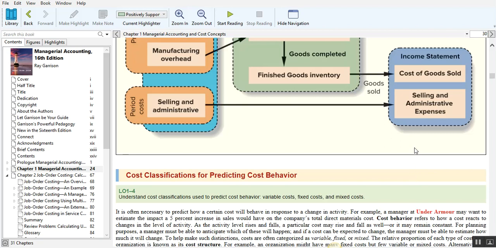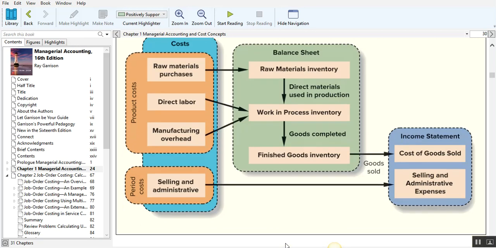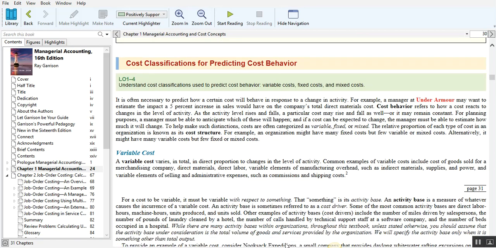The finished goods will be included in cost of goods sold. And then the period costs are going to be outside of that. They're included, they're part of the cost of our operation, but they're going to happen outside of the manufacturing process. So the selling and administrative expenses would be period costs.